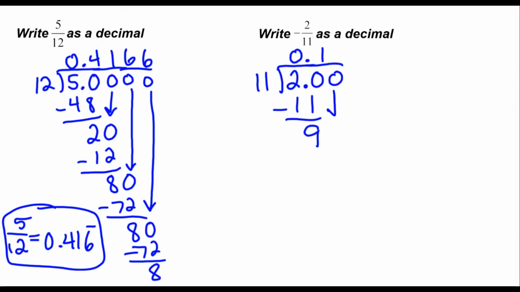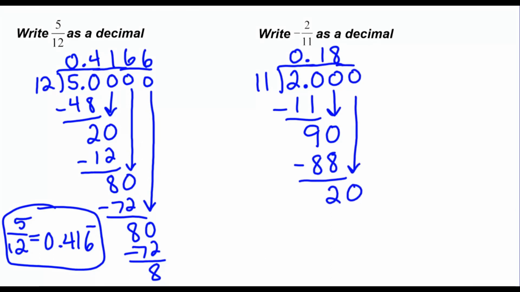I still have a remainder, so I add another digit, another place value. 11 goes into 90 8 times. 8 times 11 is 88, with a remainder of 2. I still have a remainder, so I bring another place value down. And again, 11 goes into 20 once, with a remainder of 9. Now we can see that we're not getting the same remainder every time, we're getting the same remainder every other time. It's a remainder of 9, a remainder of 2, a remainder of 9, a remainder of 2.